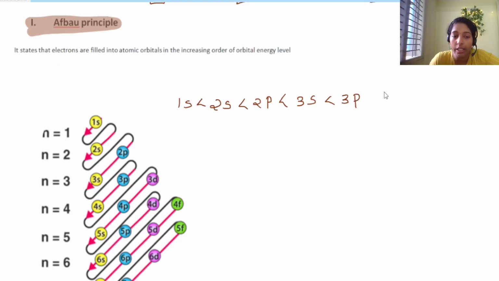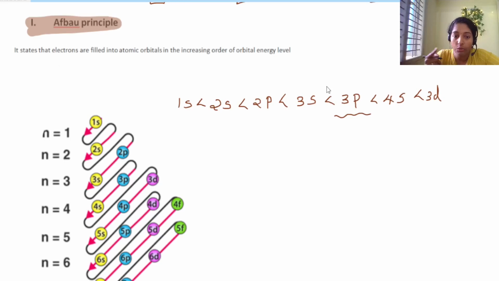You may think it is 3d, but actually no. Before filling 3d, it's actually 4s. After that, only 3d. Why? Because the subshell also has an effect. So what we are telling is, we are only looking at the n value, the main energy level, right? As n increases, generally energy increases, but the subshell also has some effect. Due to that, 3d comes only after 4s. 3d has slightly higher energy than 4s.